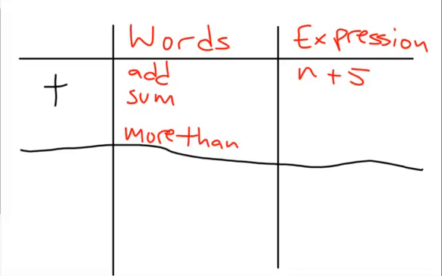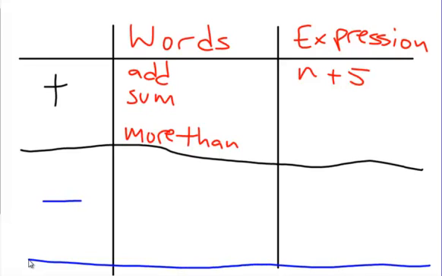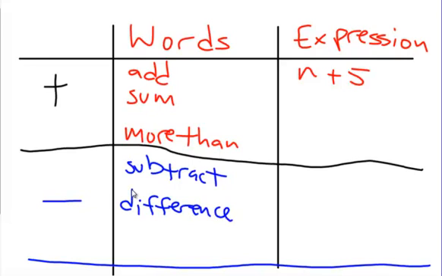The next one is going to be subtraction. Now this one gets a bit tricky because order really matters here. Now subtract, obviously. And we have difference. That's the answer to a subtraction problem. And we have less than. This is the one that throws everybody off, and I'll show you why in a second. So if we have this expression over here, this is x subtract 11, or x subtracted by 11, or the difference between x and 11.